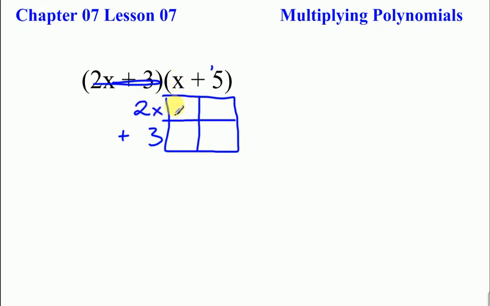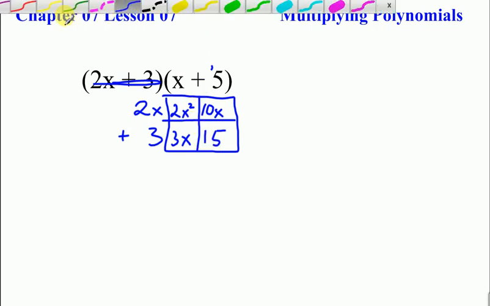So 2x times x gives me 2x squared. 2x times 5 gives me 10x. Now 3 times x gives me 3x. And 3 times 5 gives me 15. Alright, inside my box are all my different terms that I've multiplied. And now I need to find like terms.